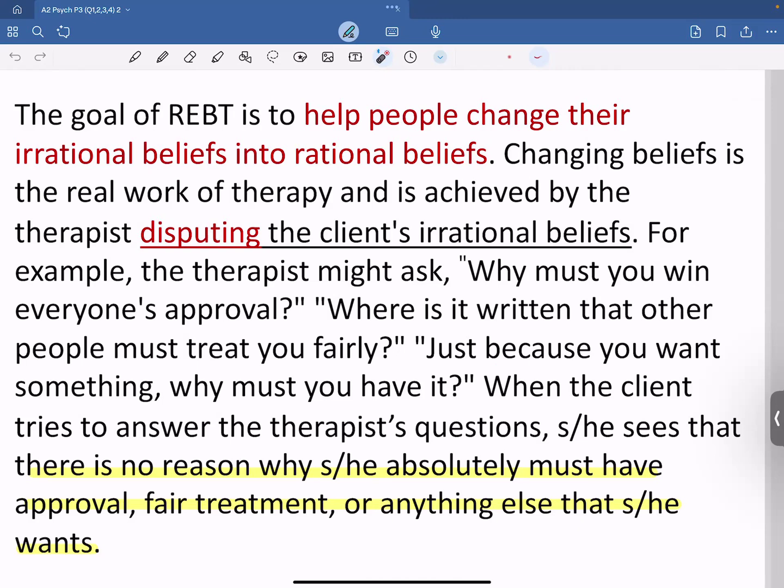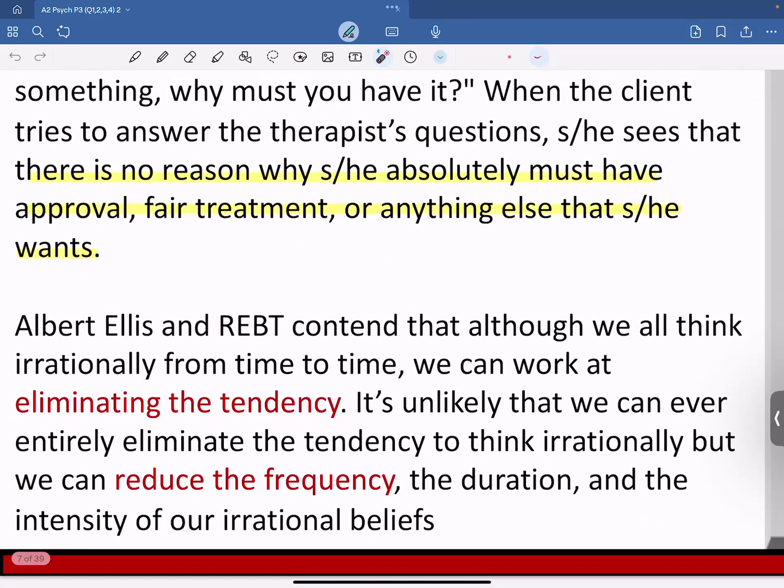behind those irrational beliefs. Now, taking this ahead, Albert Ellis and REBT contend that although we all think irrationally from time to time, we can work at eliminating this tendency. It is unlikely that we can ever entirely eliminate the tendency to think irrationally, but we can reduce the frequency. See, we're all humans. We cannot 100% eliminate the tendency to think in an irrational manner. However, we could try to the best of our capacity to reduce the frequency, the duration, and the intensity of our irrational beliefs.